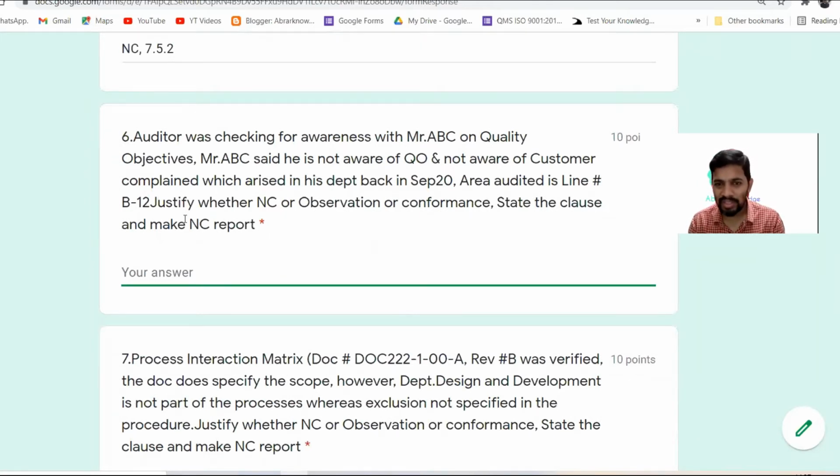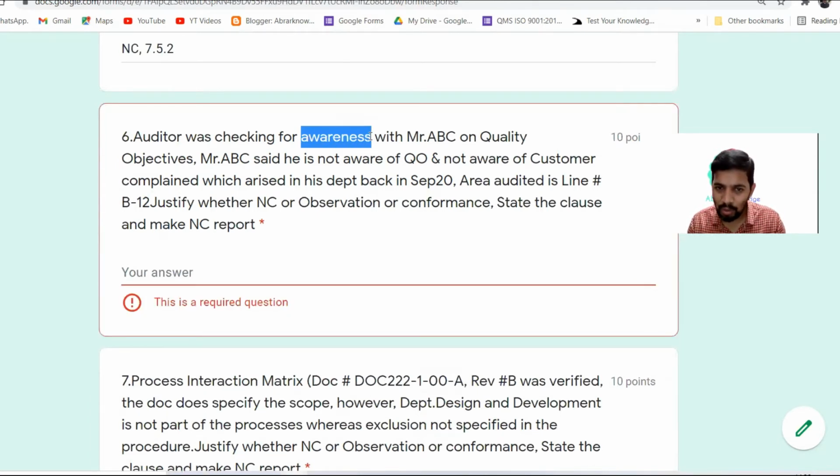Now let's talk about a very important topic, a little twisting, but very interesting. Auditor was checking for awareness with Mr. ABC on quality objective. Mr. ABC said that he is not aware of the quality objective, and not aware of a customer complaint which arose in his department back in September 2020. Area audited is line number B12. Justify whether NC, observation or conformance, state the class, and make the NC report. In this case, we're talking about one, quality objective 6.2, and two, the awareness issue. He is not aware of the quality objective, and not aware of the customer complaint.